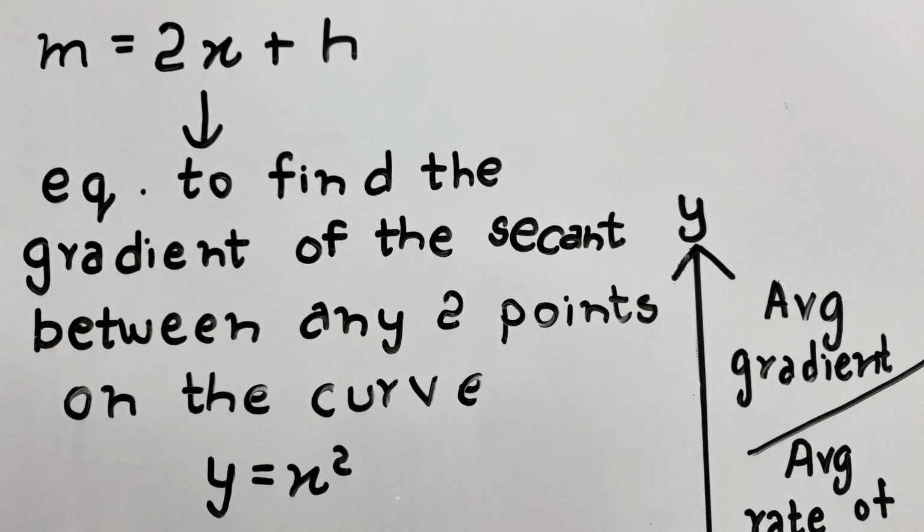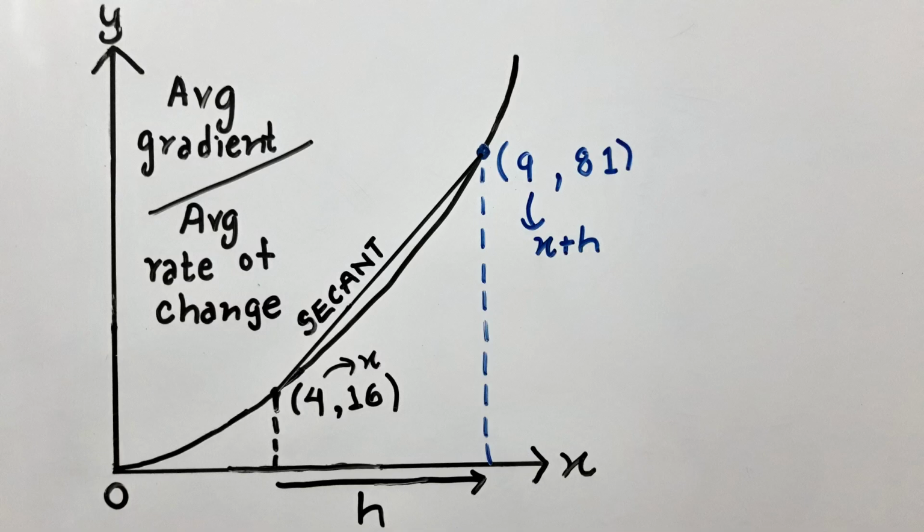As we used the variables x and h in this, which could be anything, we can now find the average rate of change between any 2 points on this curve by inputting the x and h, where h is basically the delta x, the change in x between the 2 coordinates. For example, let's take 2 points on the curve, 4,16 and 9,81.